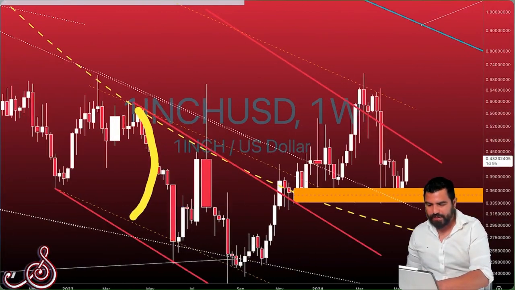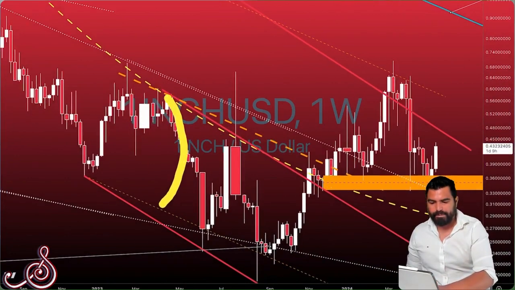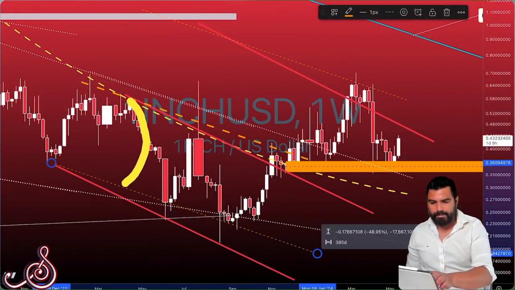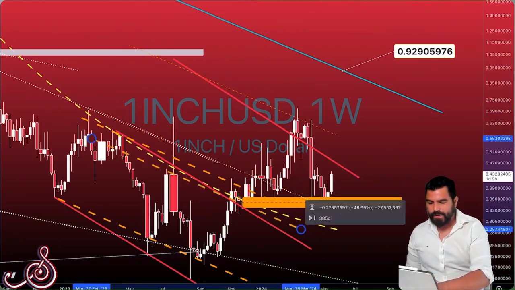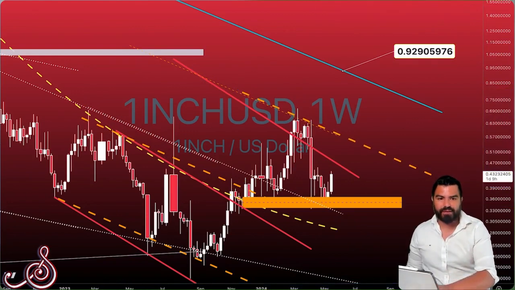I did it in orange. I'll bring it up so you guys can see it. 1, 2, see these angles? Take that distance from here to here, duplicate it, it's here. That's where our next resistance should have been.